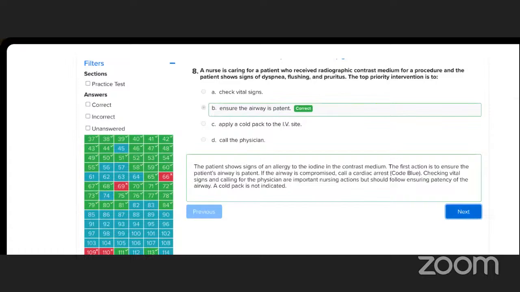Number 8: a nurse caring for a patient. This patient is basically developing a side effect, a reaction. So the top priority is to ensure the patient's airway. If the airway is compromised, we need to call a code blue. Checking vital signs comes next. Any other answers here are not a priority, and a clinical path is not indicated.